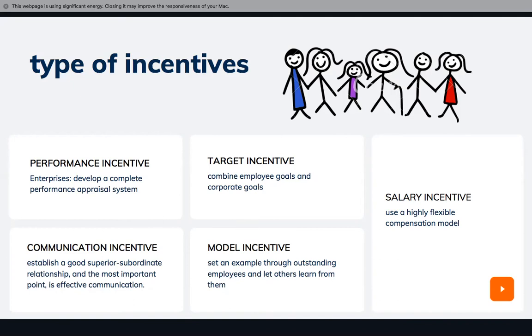The last one is salary incentive. If the employees in the company are not very enthusiastic and are relatively lazy, and now as a supervisor you want to increase incentives, you can use a highly flexible compensation model. For example, increase the proportion of wages and bonuses. That's all from me. Thank you.